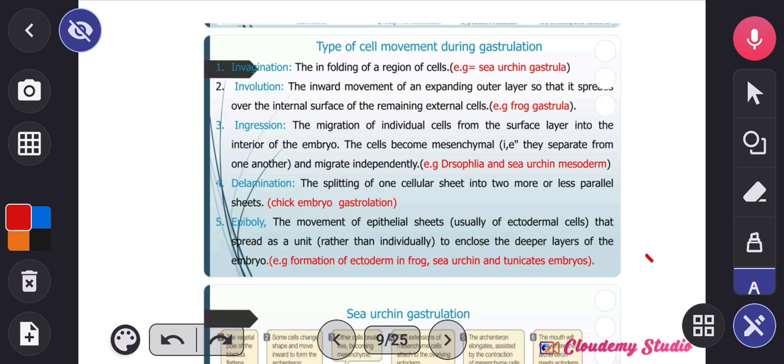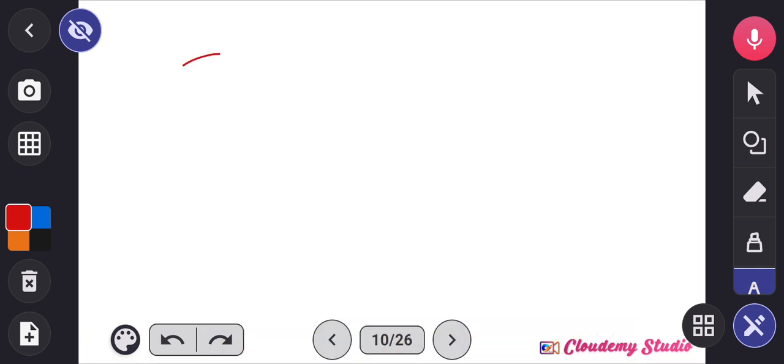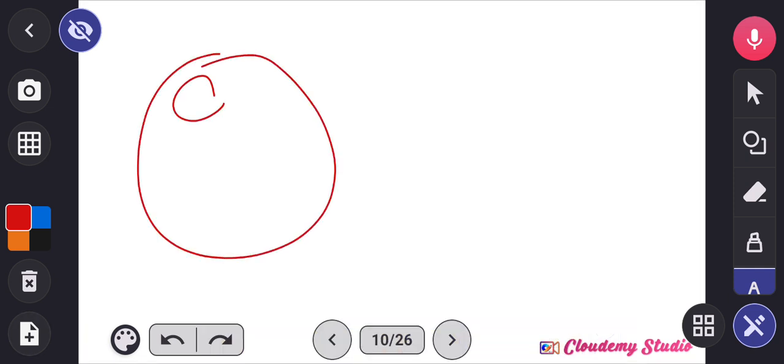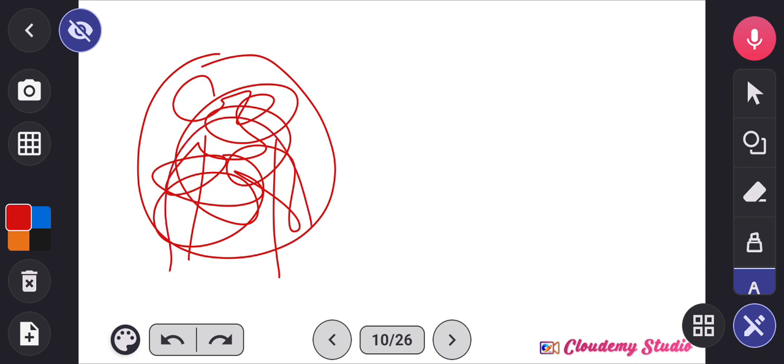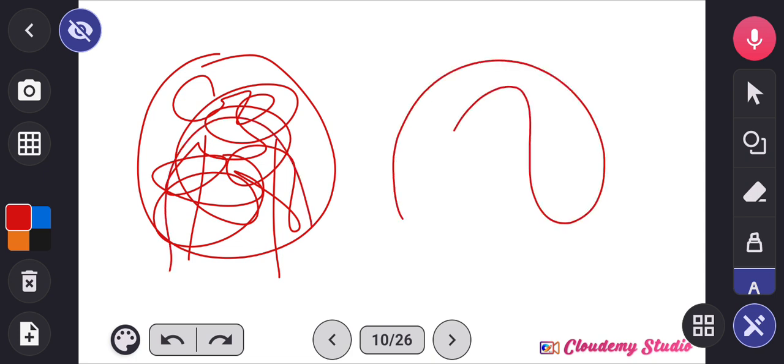We now have ingression. Ingression is the migration, the movement of individual cells from the surface of the layer into the interior. Now, look at this. This is a cell, for example. These are cells. I'm just taking an example. Now, what is invagination? Invagination is the inward infolding of these cells. They will infold, then form something like a cup shape, something like this. Can you see that cells are not moved, but they are infolded?